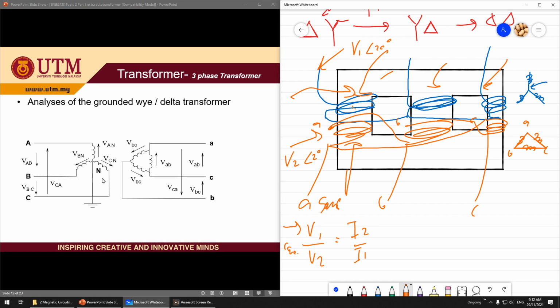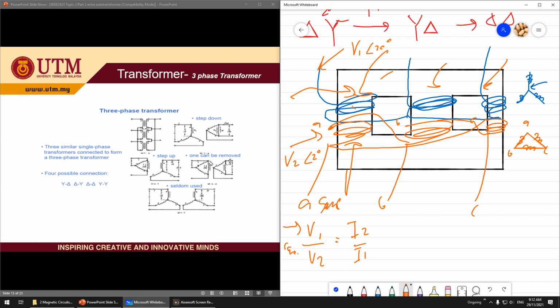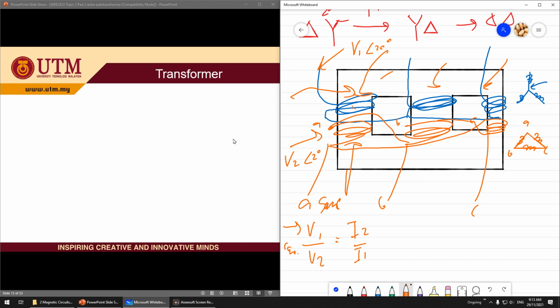Y-delta: VAB, VBC, VCA. You have to recall your chapter 1B. It's almost the same, except that you need to transfer this phase into here. The voltage changes. This one is okay, no need to worry about this. I already explained before.